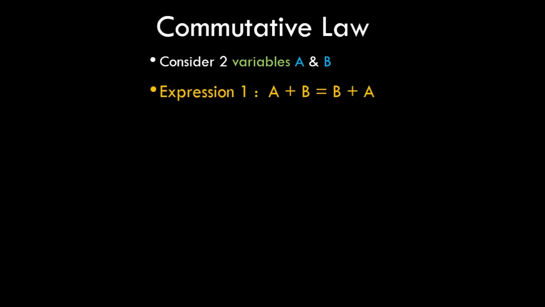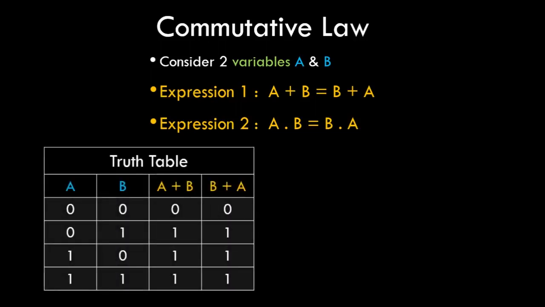Starting from the commutative law. Consider two variables a and b, and since these are Boolean algebraic variables, they'll be taking only two values, that is 0 and 1. So here's expression 1: a or b is equal to b or a. And expression 2 is a and b is equal to b and a. Well, the expressions are self-explanatory, but let's see the truth table values.